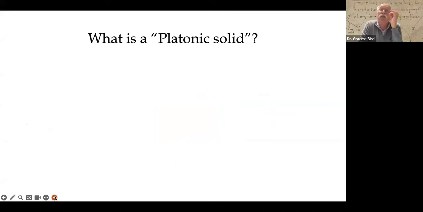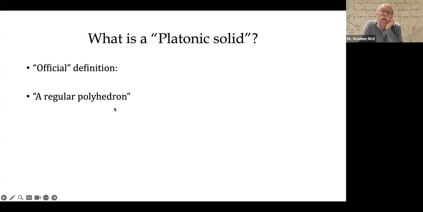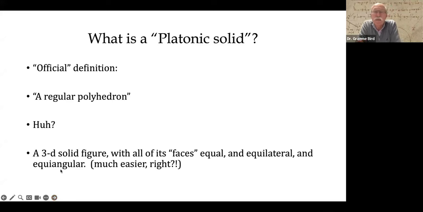Okay, what is a Platonic solid? Because that's what we're supposed to be talking about. Here's the official definition: a regular polyhedron. Of course, you have to know what regular means and polyhedron. And polyhedron is not the kind of word that I use every day. So here's my cheeky comment, huh?